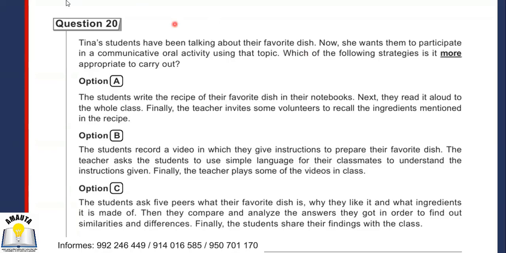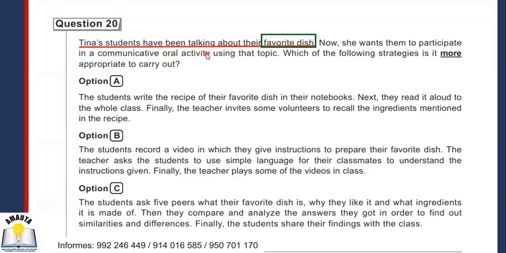Let's read the context of this question. It says, Tina's students have been talking about their favorite dish. Okay, good. So we have here the context: the teacher's students have been talking about their favorite dish. It says now that Tina, the teacher, wants her students to participate in a communicative oral activity.